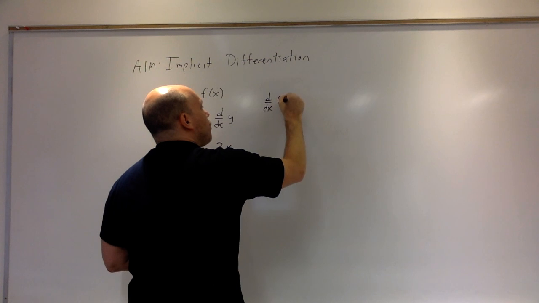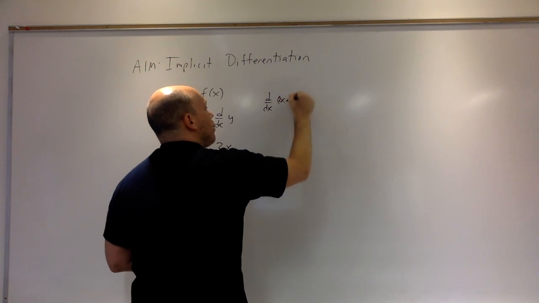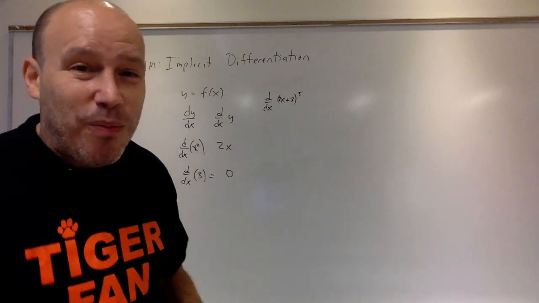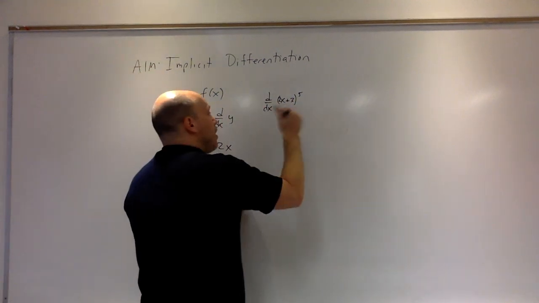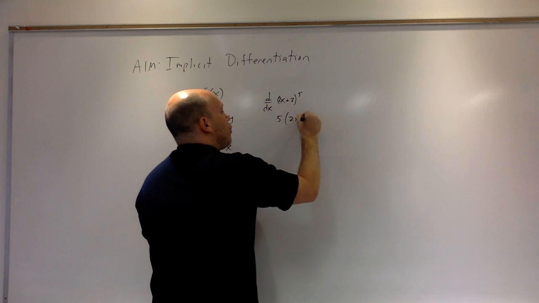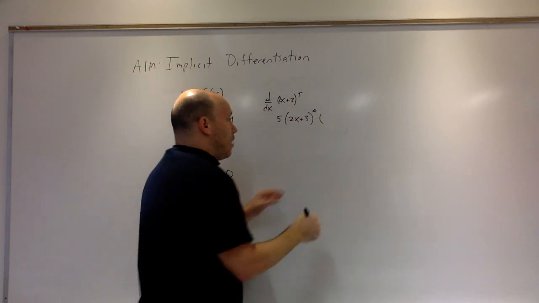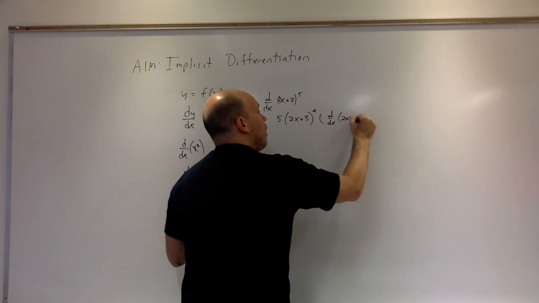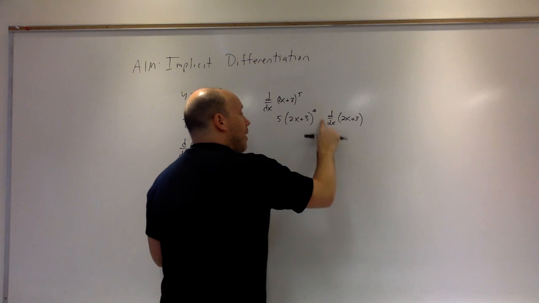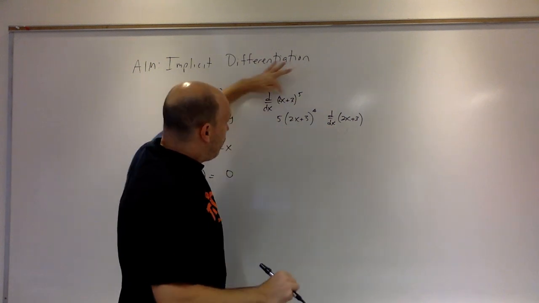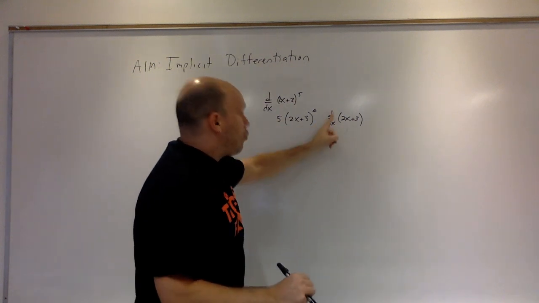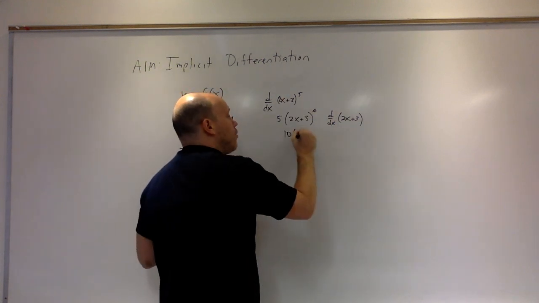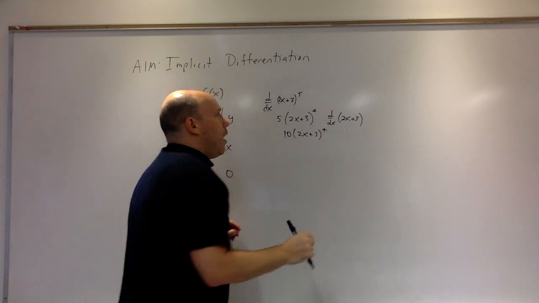If we take the derivative of, let's say, 2x plus 3 to the 5th, you say, okay, we have to use the chain rule. So this is 5 times 2x plus 3 to the 4th times the derivative of this. Think about this slowly. If we use the chain rule, we bring down the power, and then we multiply by the derivative of whatever's inside of there. Final answer, this is 2, so it's 10 times 2x plus 3 to the 4th.